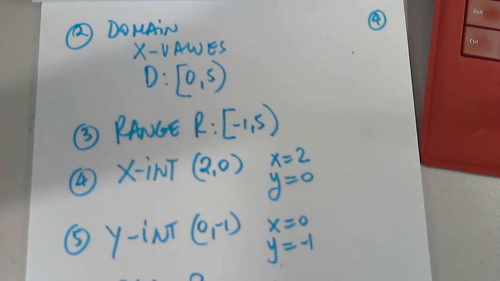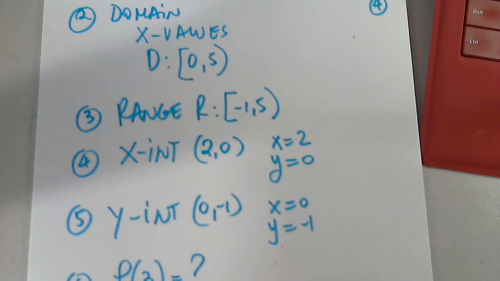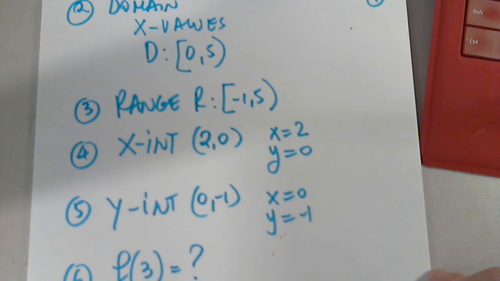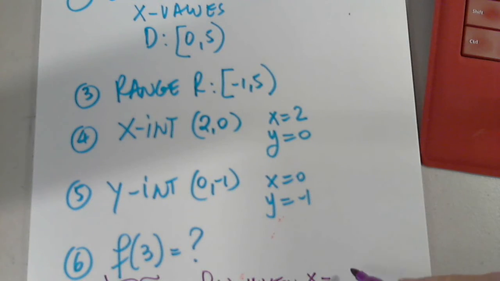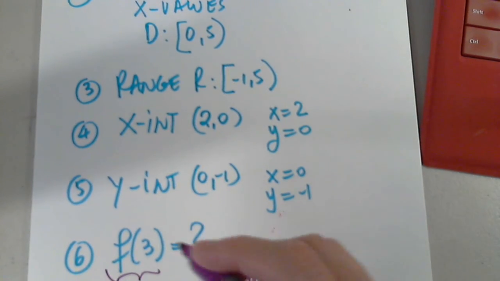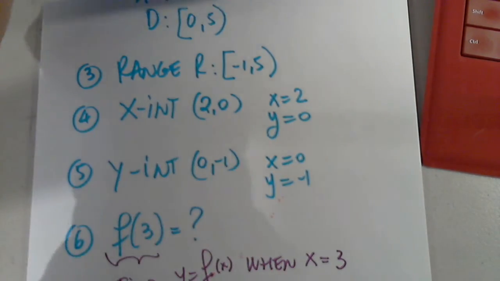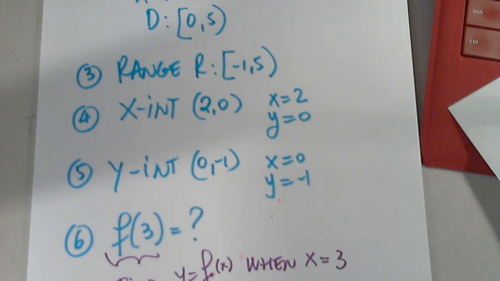Now I have to analyze f of 3. What does f of 3 mean? This means find y, which is the same as f of x, when x equals 3. So let's write this notation. Maybe some of you don't remember it.